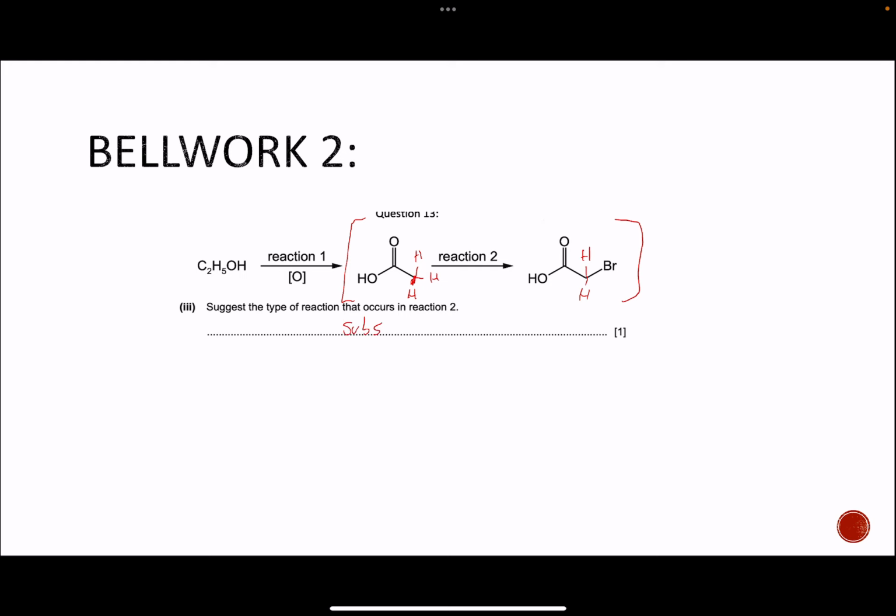If we were to further specify what type of substitution it is, we would say that it's a free radical substitution. You could say free radical substitution because we are turning an alkane, a hydrogen, being swapped for a halogen. And remember, a hydrogen swapping with a halogen is always free radical substitution.